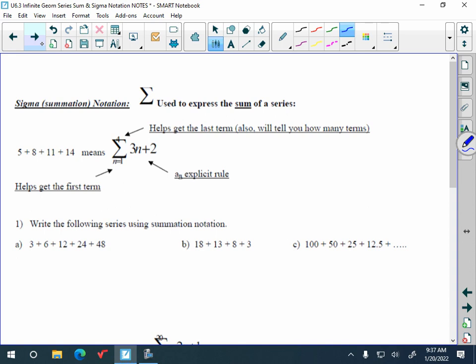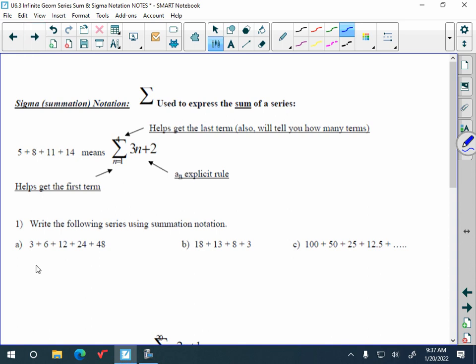And so if we take 5 plus 8 plus 11 and 14, that sequence, we can see it's arithmetic, adding 3 each time, right? And so if we were to use the explicit rule and write it out, it is 3n plus 2. So taking 5 plus 8 plus 11 plus 14, instead of writing that out, we're going to write it this way instead, using the symbol. All right, so let's go ahead and practice doing that for number 1.